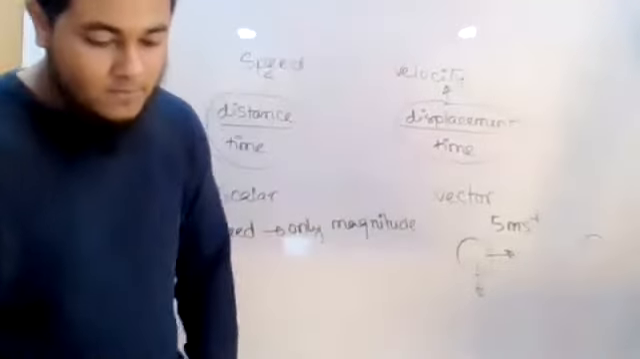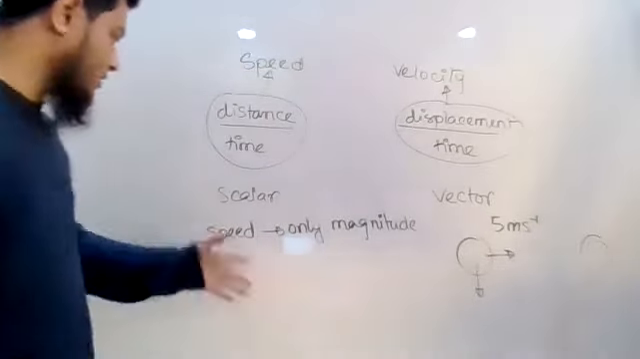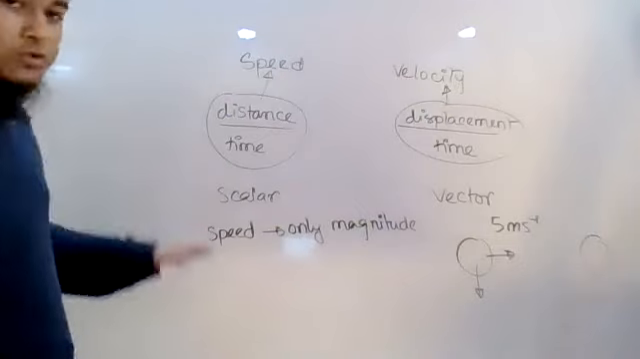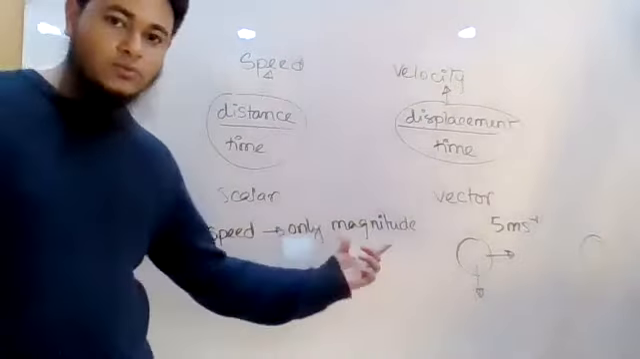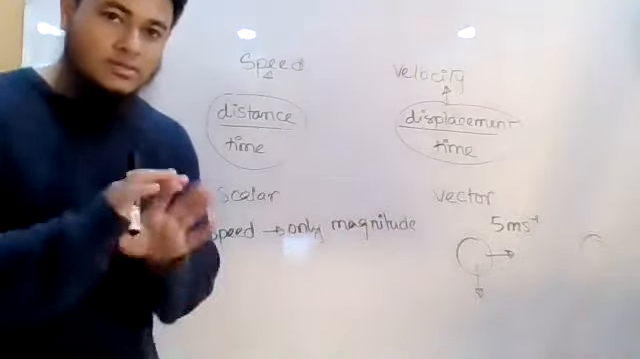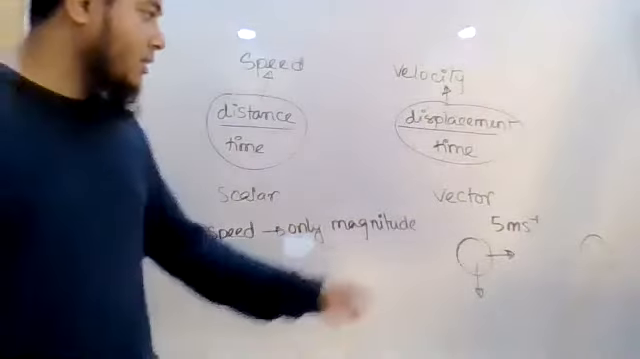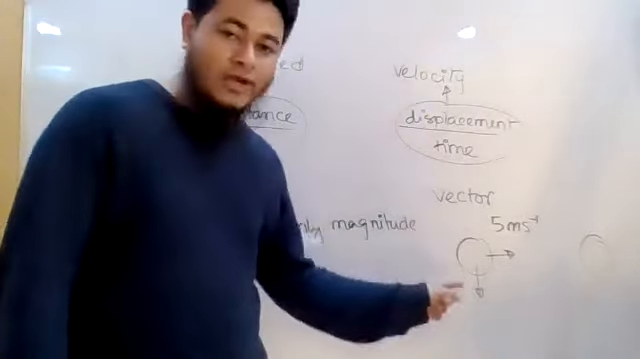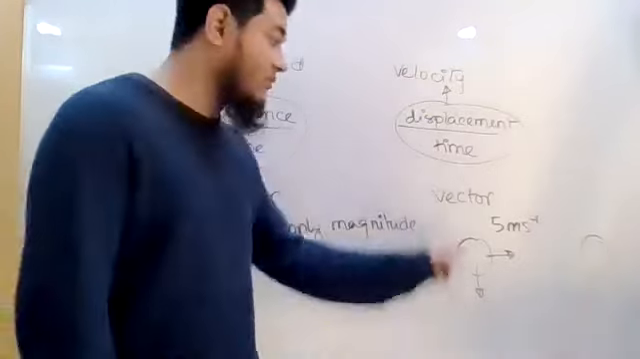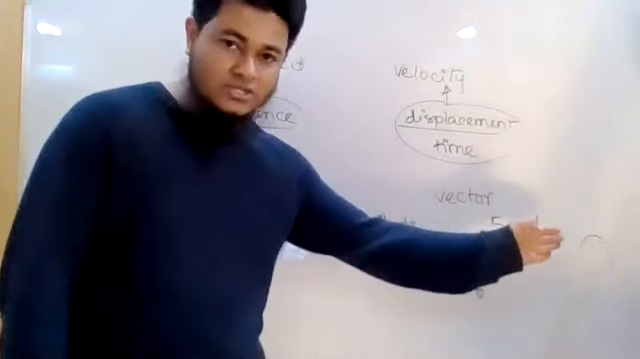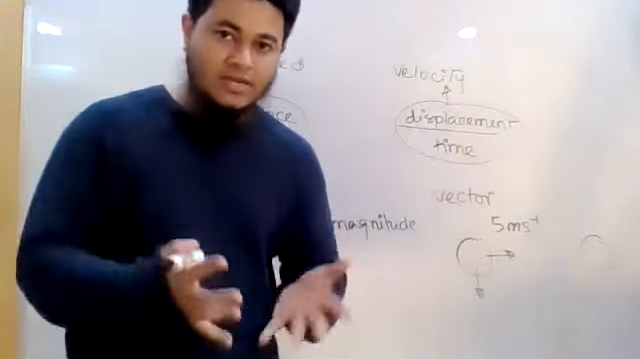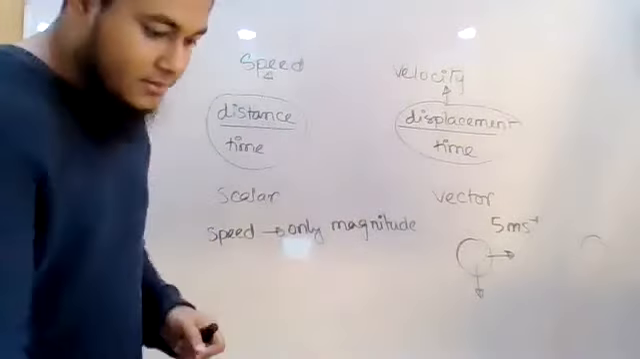So as we said already, if you're talking about speed only, we will mention the magnitude only. Direction is not required. But while talking about velocity, we have to mention the direction also, like 5 meters per second in the east direction or west direction, something like this.